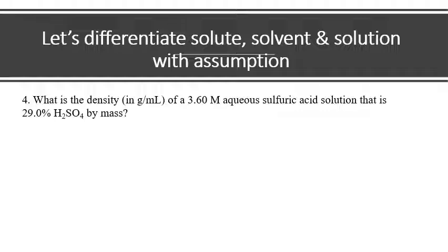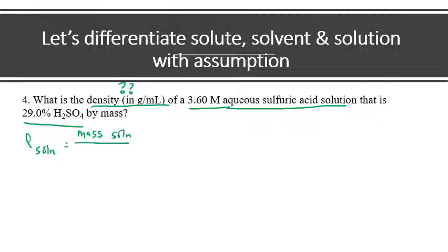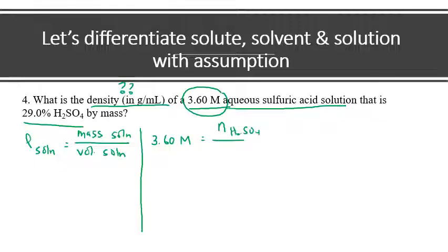Okay, this is the last question that we're going to discuss in this video. What is the density of a 3.6 molar aqueous sulfuric acid solution with the percentage by mass 29%? As we know, density of solution is equal to mass of solution over volume of solution. Again, we list out 3.6 molar, which is molarity 3.60 molar, mole of H2SO4 over volume of H2SO4 in liter. From the question, we have no idea of the number of mole. We also have no idea of the volume of solution. Then next we check with the percentage by mass.